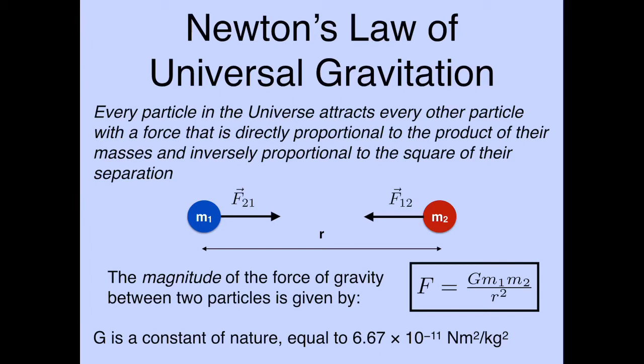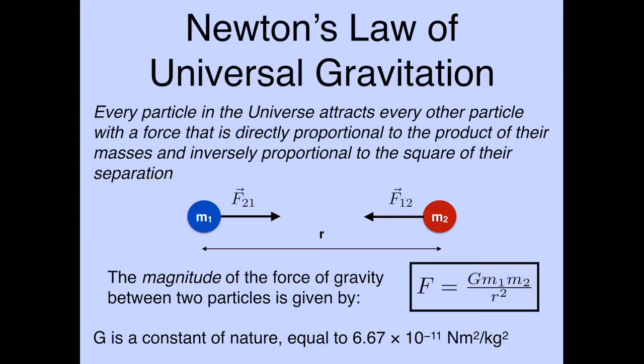So we can encapsulate all of that in a nice little equation that says the force of gravity between the two objects, F, is equal to capital G times M1 times M2 divided by r squared. So we know that M1 and M2 are the two masses. R is the distance between them.